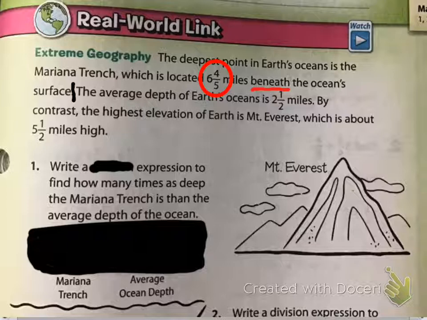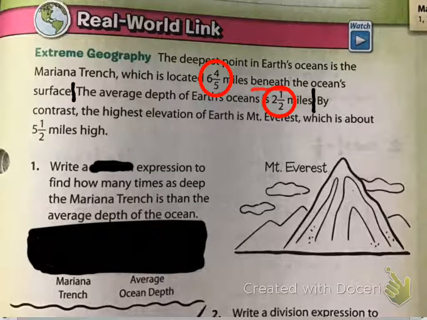The next one. The average depth of the Earth's oceans is 2 1/2 miles. We have once again reached what? Yes, we reached the end of our sentence, Daniel. So now we have another piece of information. What's our piece of information here? Yes, Jaden. It's telling us the average depth. Yeah, it's the average ocean's depth, so that's 2 1/2.